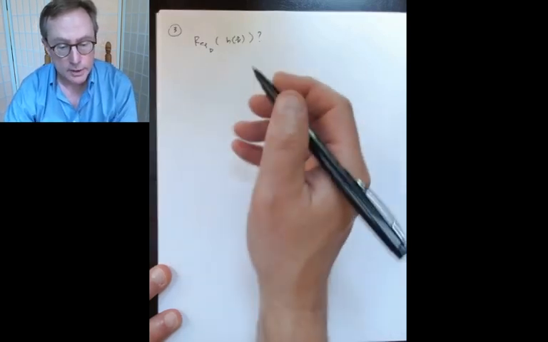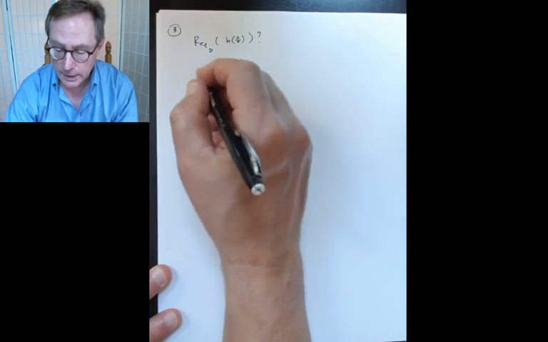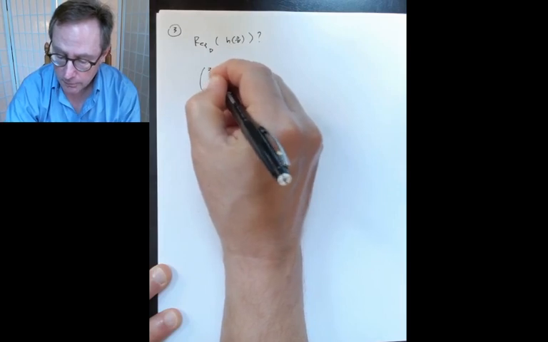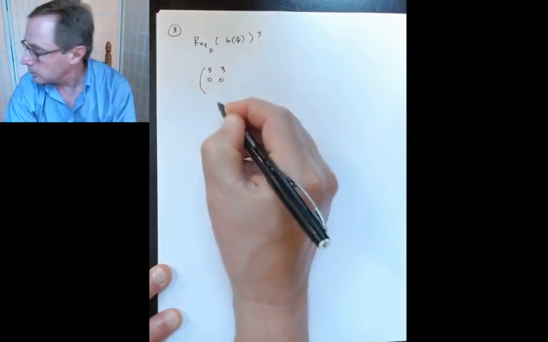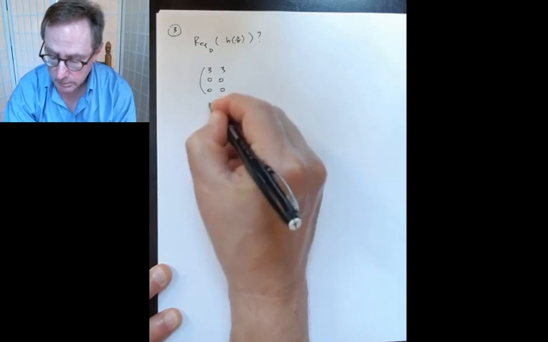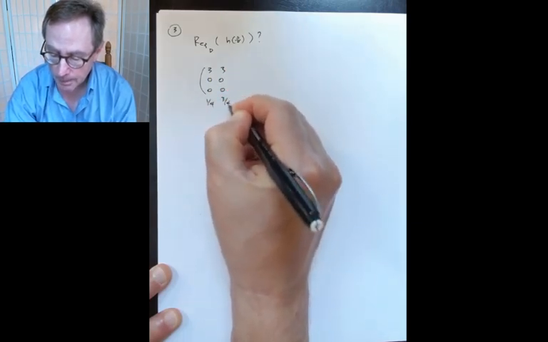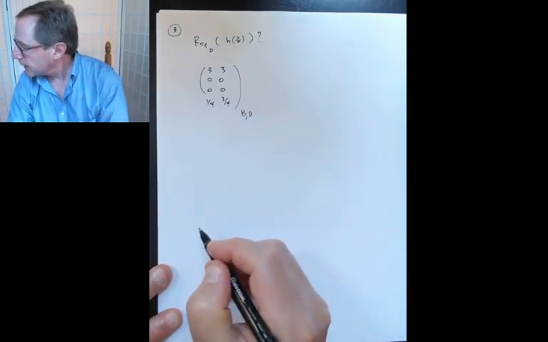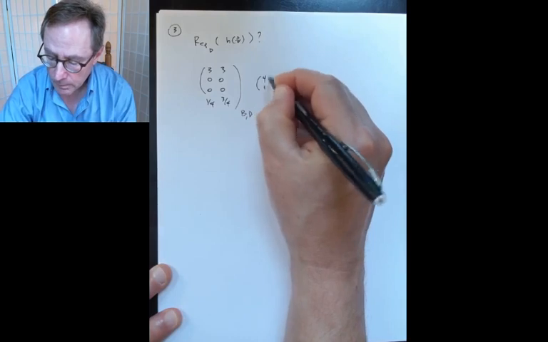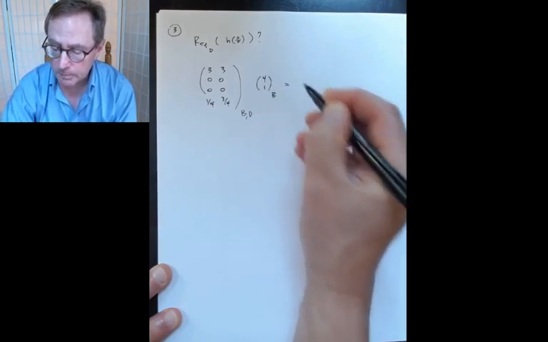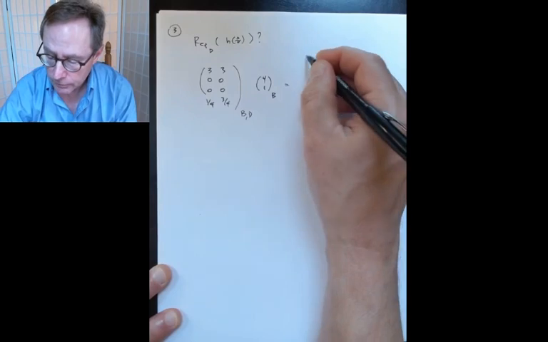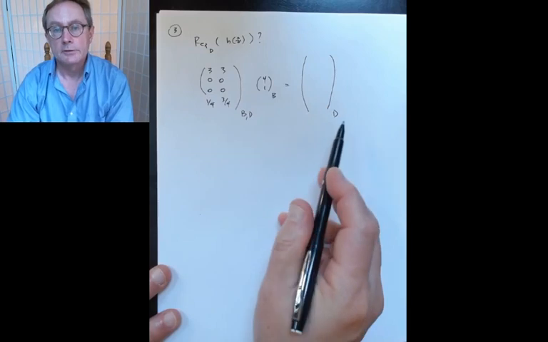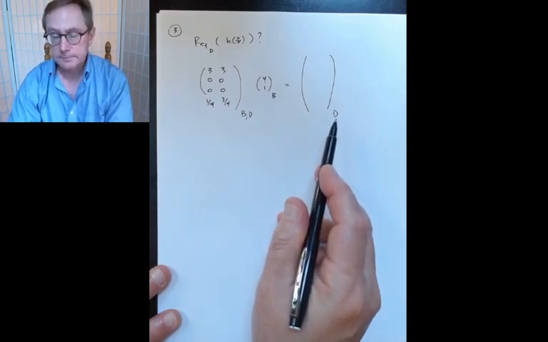Okay, and the answer is a question of writing down the matrix. See if I copy the matrix from what I had. It was 3, 3, 0, 0, 0, 0, and 1/4, 3/4. The representation of the vector was (4, 1). I just wrote it a second ago. You'd think I could remember it. And the answer is going to be a representation with respect to D.